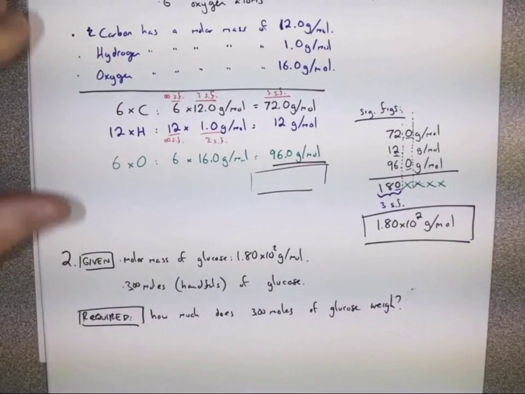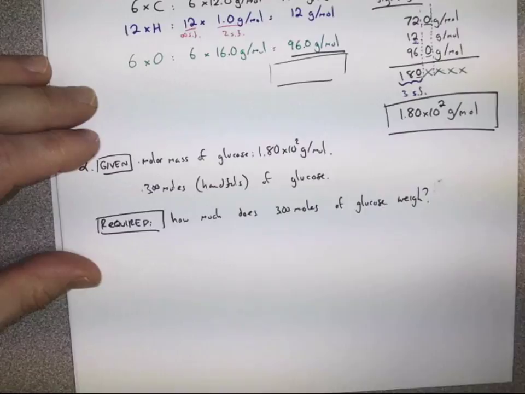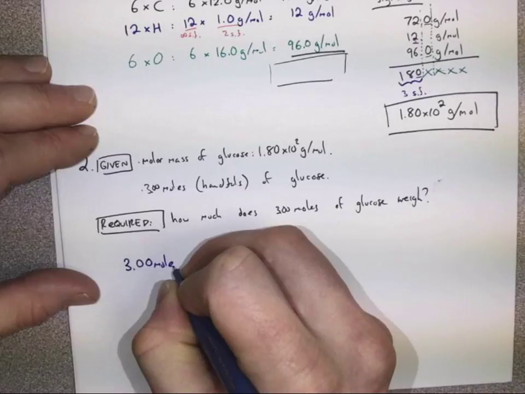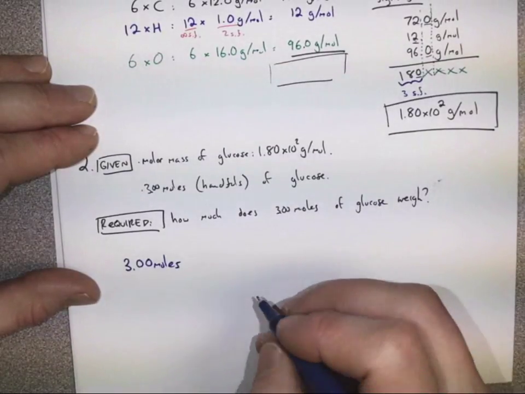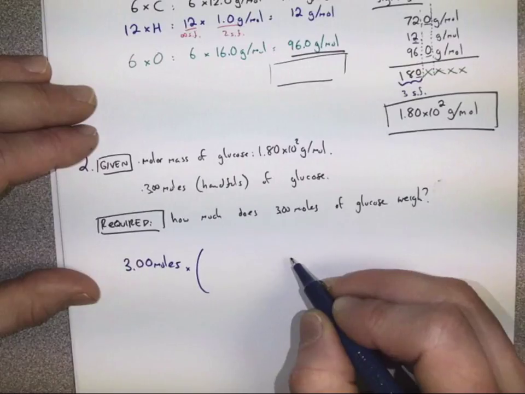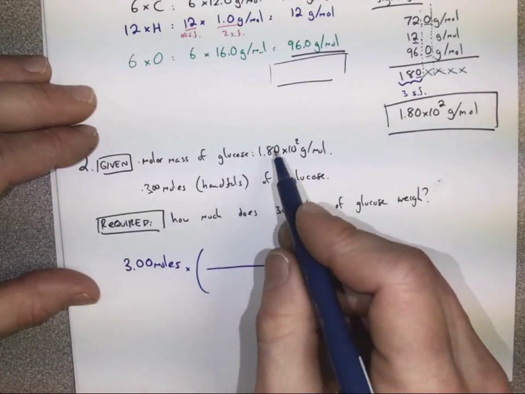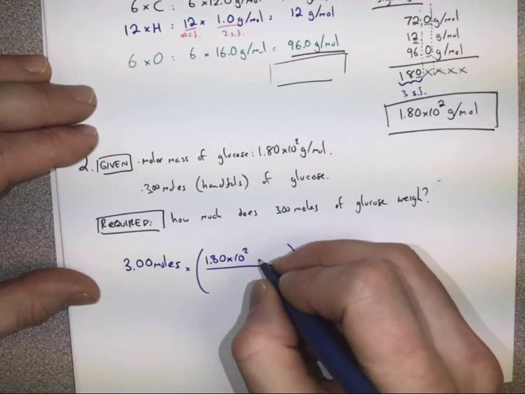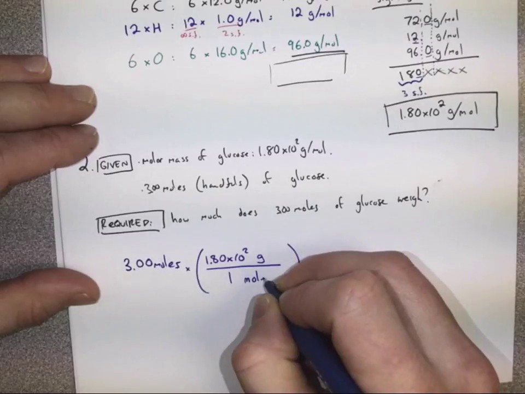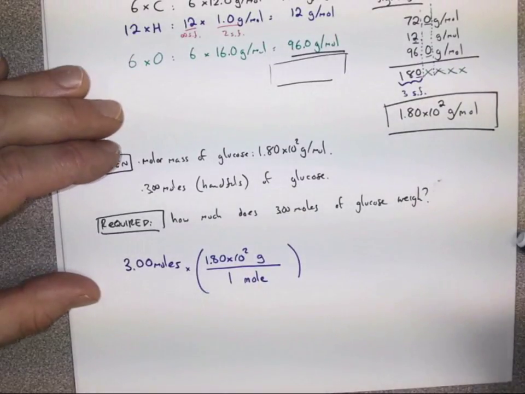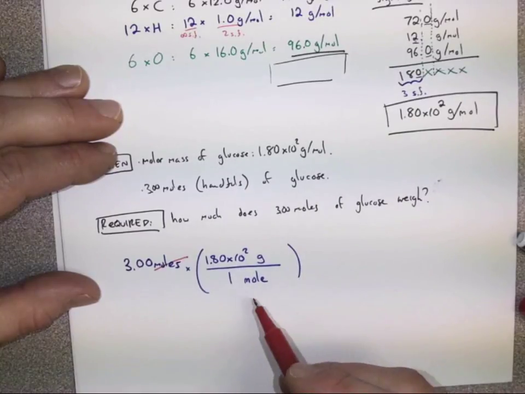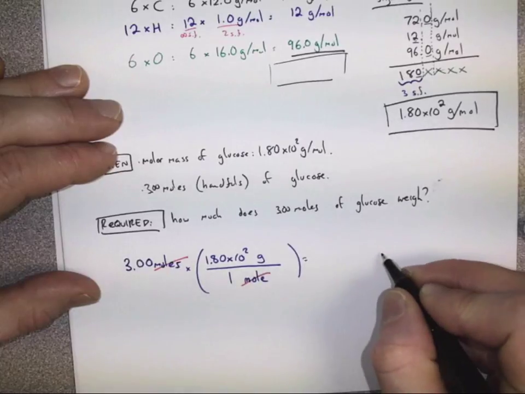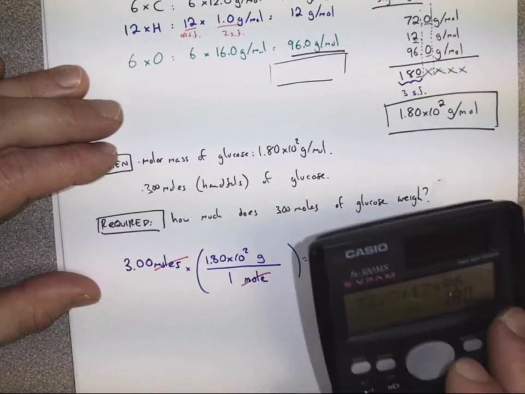But let's take that lesson to heart. We're going to always start with the thing we're given. So 3.00 moles, handfuls, right? And I'm going to multiply that by the molar mass of glucose, which is 1.80 times 10 to the 2 grams for every 1 mole. I'm going to take a second to grab my red crossing out pen and cross out the units of moles. And that's going to leave me with units of grams, because mass is measured in grams.